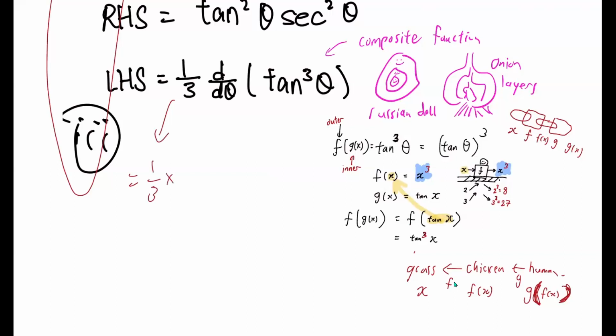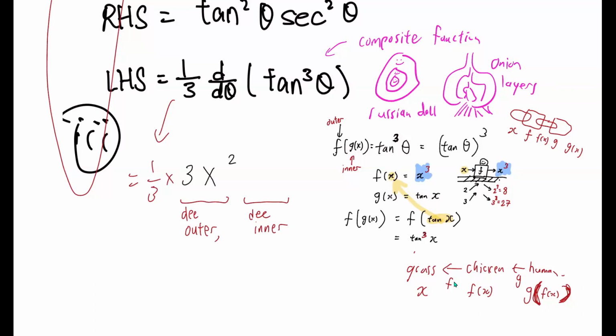One third, leave alone. Differentiate this guy. D outer times D inner, correct? Yeah. So what is the D outer? F is outer. So what's F? 3x squared. Exactly. Yeah. So 3x squared. What do you do with the x? Do you look at 3?